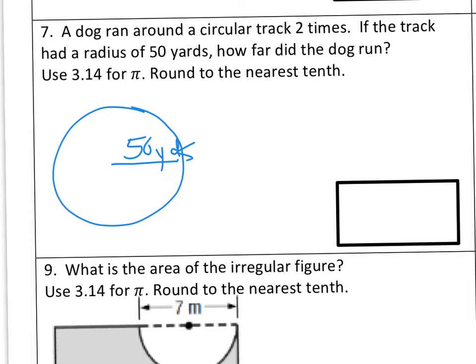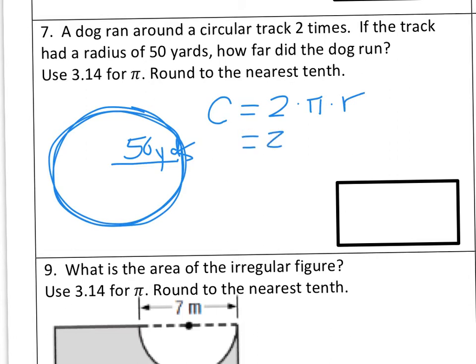So we're talking about the circumference. So this dog's going to run around 1 and then 2. So if I could find the circumference, then I can just double it and I'll have my answer. Circumference in this case, again, I see they gave us radius, so I'm going to use the radius formula for circumference, and that's 2 times pi times radius. So 2 times 3.14 times the radius, which is 50. Now when I do that, I'm going to get 314 yards. That's just for one trip around the circle.